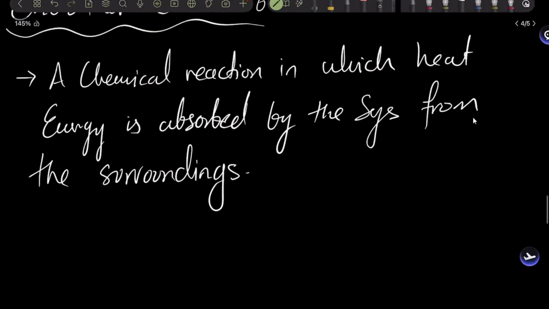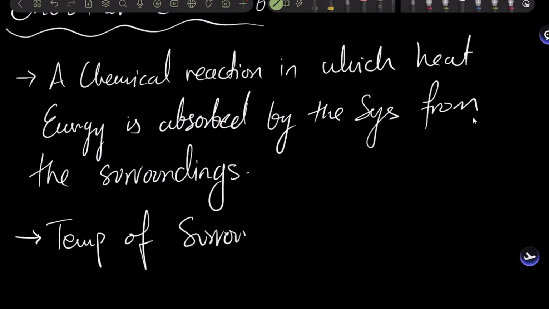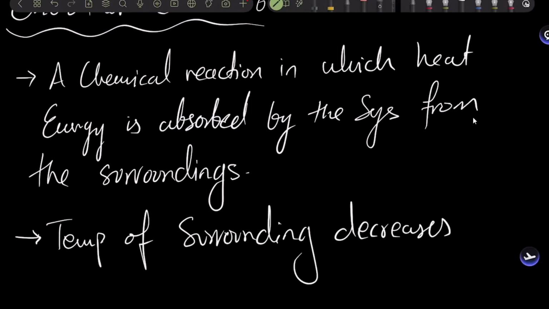So when you absorb heat from the surrounding, what should happen to the temperature of the surrounding? If you're taking out heat from the surrounding, you're absorbing it, you're using it in the reaction, what should happen to the temperature of the surrounding? Should it increase or decrease? Decrease. Yeah. So the temperature of the surrounding decreases. So the surrounding gets colder, right? Or cooler compared to the temperature that it was before the reaction happened. So temperature of the surrounding decreases.